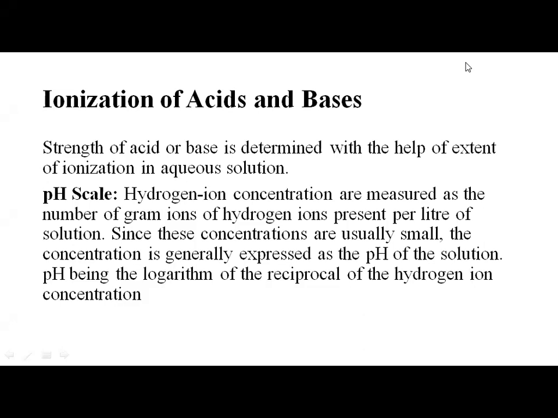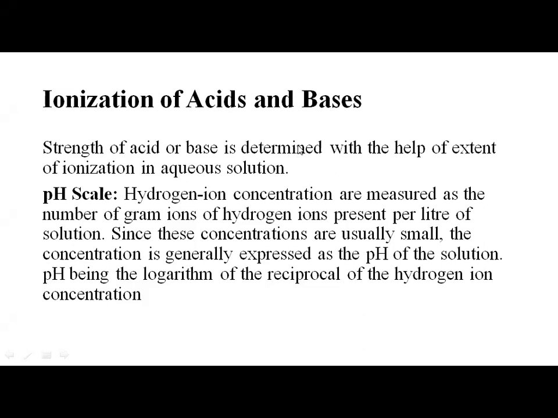In the previous class, we discussed the theories of acids and bases. The last thing we discussed was the limitation of the Lewis theory of acids and bases. What is the limitation? It does not explain the relative strength of acids and bases, right? So what is that relative strength? We'll understand it by ionization of acids and bases.